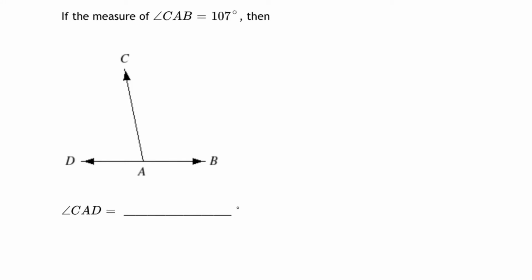In this problem, we're given two angles. The first one, angle CAB, has a measure of 107 degrees. We're then asked to find the second angle, angle CAD.